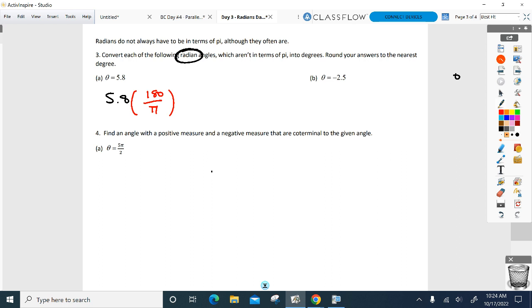There's going to be like a 5% chance every time that the pi's don't cancel. Do the pi's cancel? No, there is no other pi to cancel it. So I'm just going to do 5.8 times 180 divided by pi, and they give me rounding directions, round to the nearest degree. About 5% of the time, pi's don't cancel.